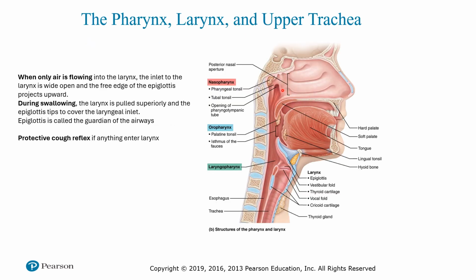When air is flowing, it is coming in, and there is no food or swallowing happening, this epiglottis points upwards, but during swallowing this larynx is pulled up and this epiglottis moves a little. So in this way it covers the larynx, so the food cannot go in the larynx. If something goes in the larynx, we have a protective cough reflex.